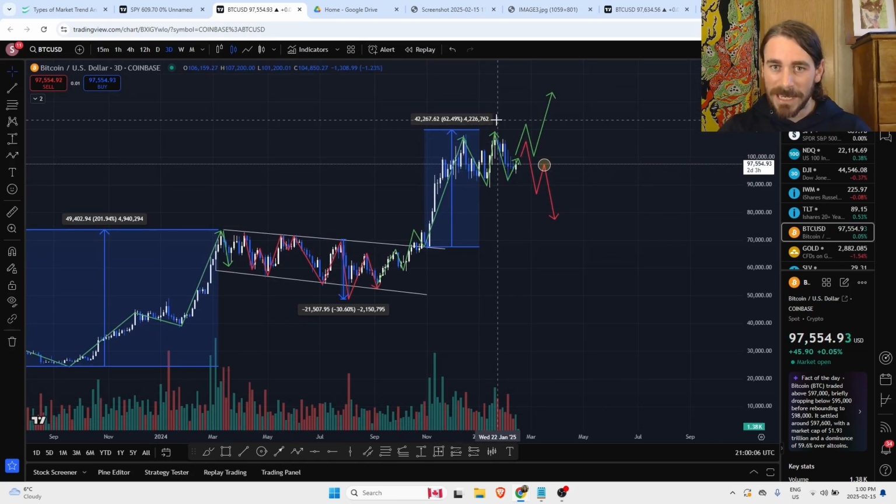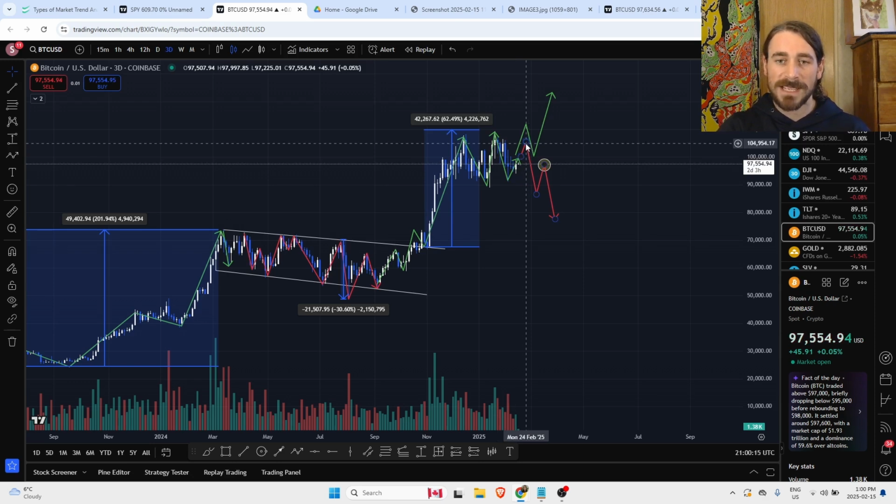So right now we're in a technical uptrend for now. This can play out a couple ways. So either this is the more bearish path. If we do put in that lower high, we're risking the trend.